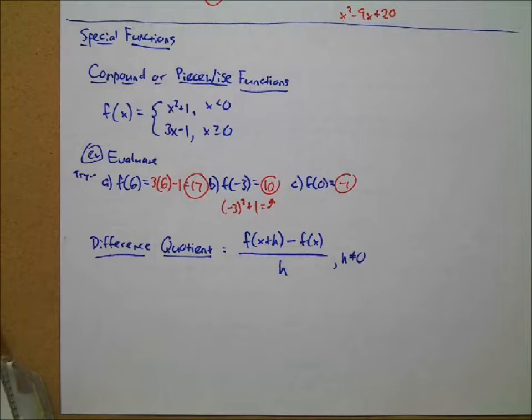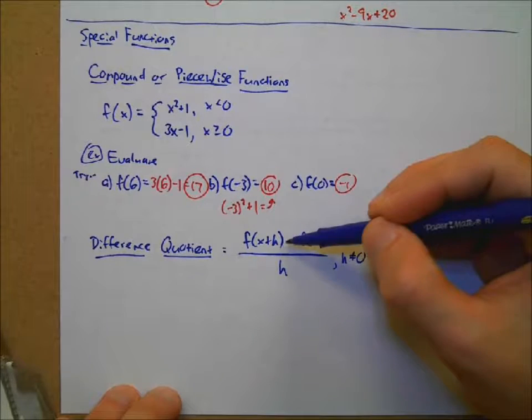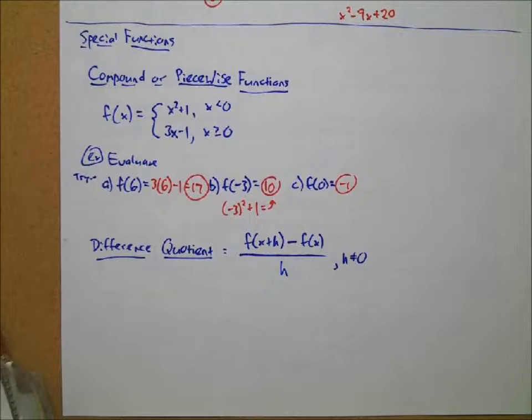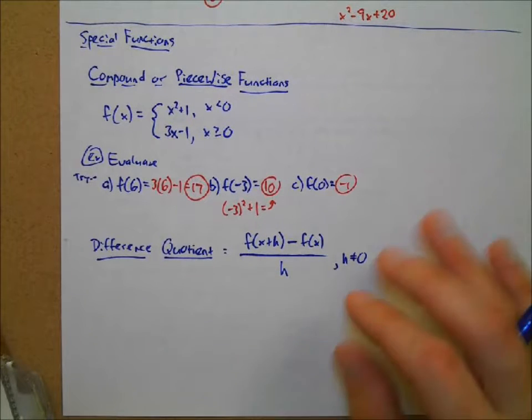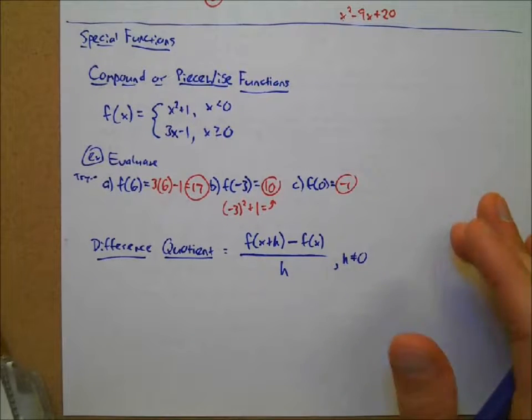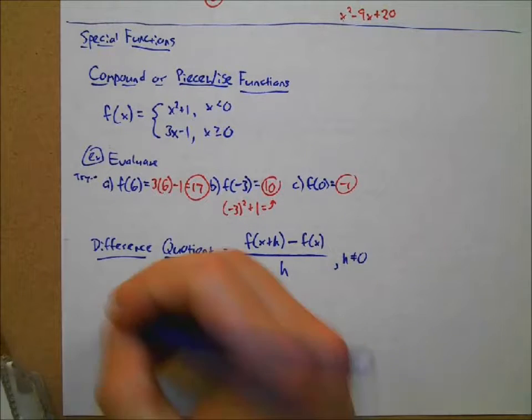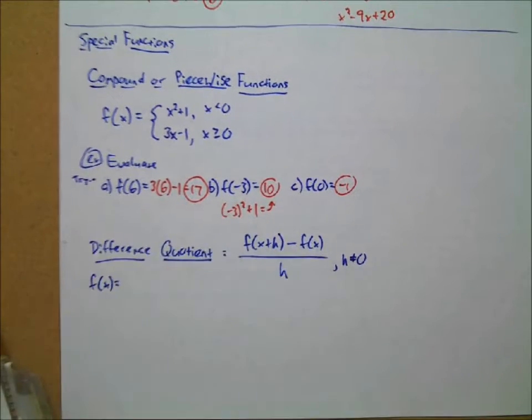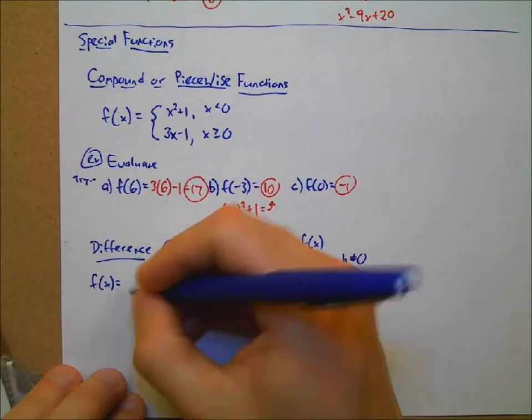Okay? So difference quotient. What makes it a difference? There's subtraction. What makes it a quotient? There's division. But the name isn't so important. It's more like, can we evaluate? A difference quotient is something you do to a function. So this gets tricky for students, and I think it's because there's several substitutions you have to do.